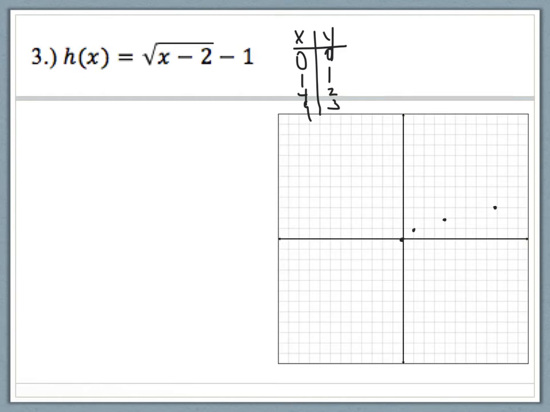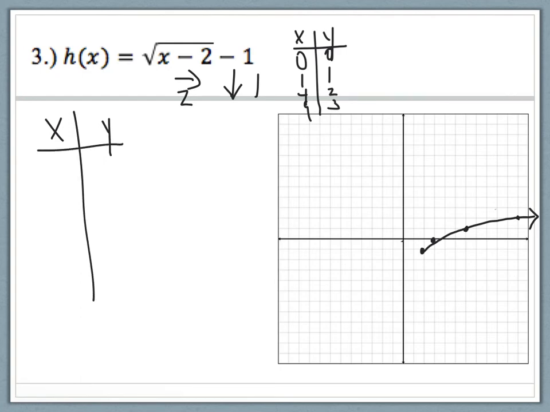But we're actually going to have to shift those points. That -1 tells me down 1. The -2 tells me to the right 2. So I'm going to shift all those points, and then that is my new graph. Those original points, that parent function, was just to help me out. I don't need those points anymore. Now I'm going to make a table of the points of that graph, with our x and our y. The first one is 2, -1. The next point is at 3, 0. The third point is at 6, 1. And the last point is at 11, 2.